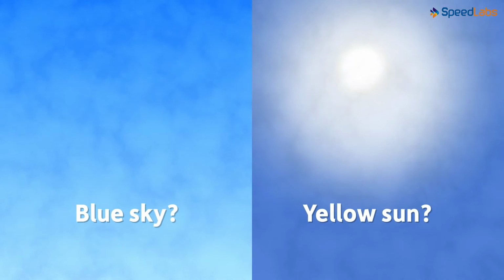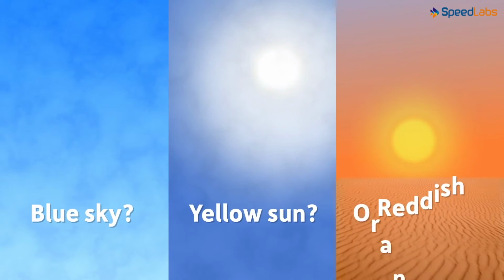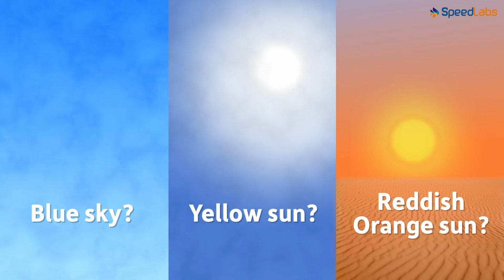Some of the common questions that kids ask are, why is the sky blue while the clouds aren't? Why is the sun yellow? And why does it turn reddish-orange during sunrise and sunset? These questions might look difficult to answer at first. However, the physics behind them is not difficult at all.